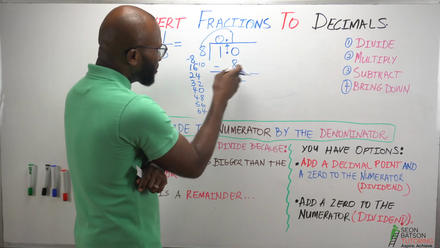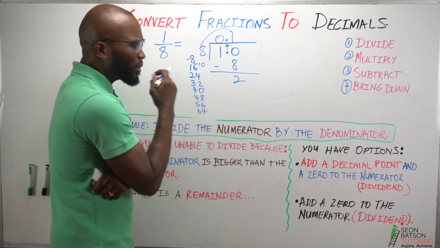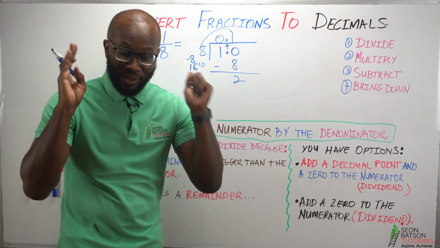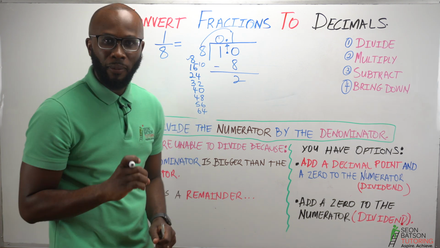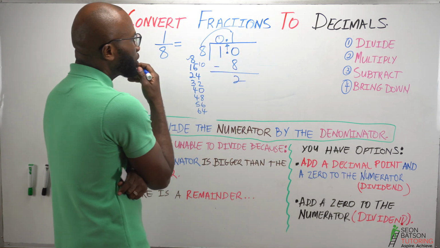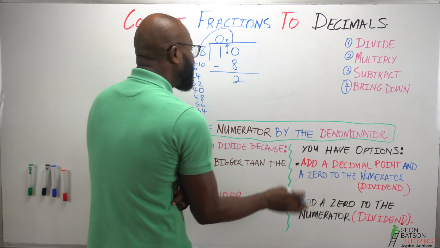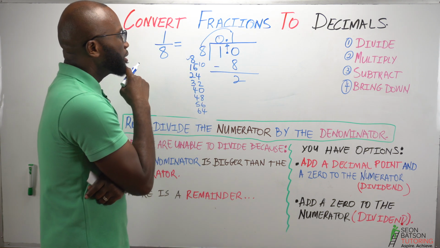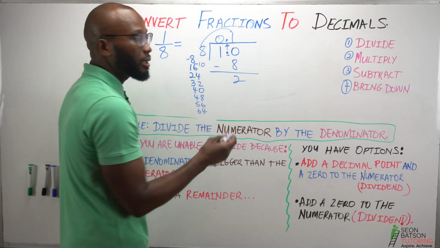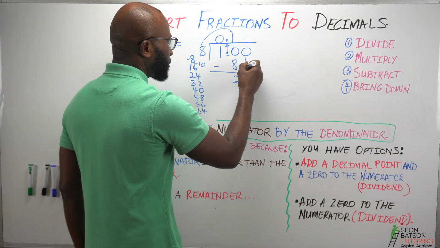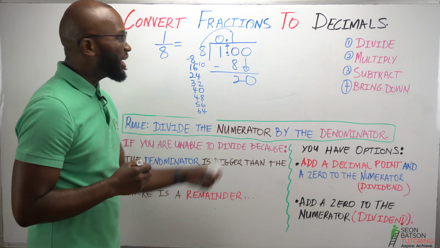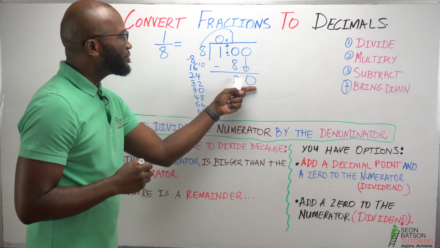We have no more numbers to bring down here. So this 2 is a remainder. Remember, the goal is to divide until the remainder is 0. So we have options. We can add a 0 to the numerator, then continue dividing. Since there's already a decimal point, we will only add a 0 to the numerator and continue dividing. Yes? After adding the 0, look what happens.